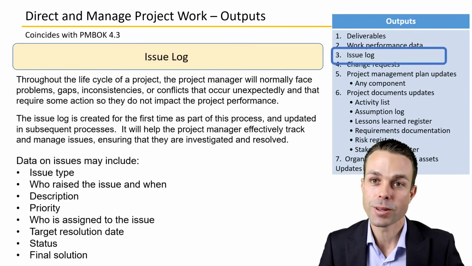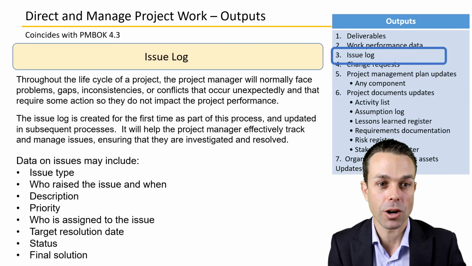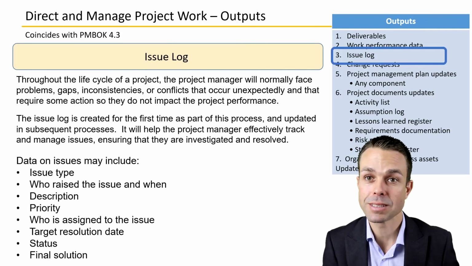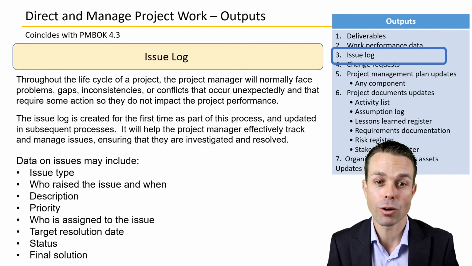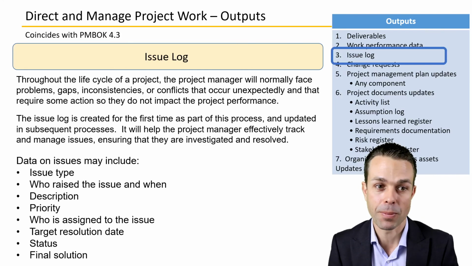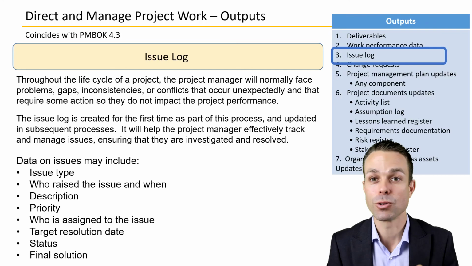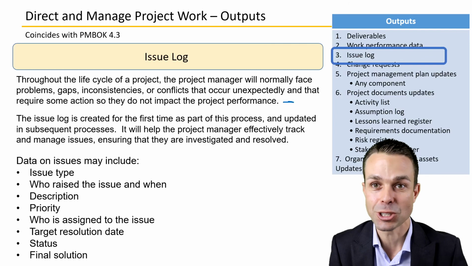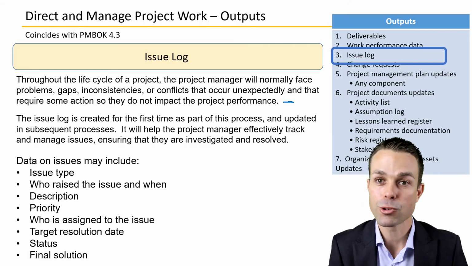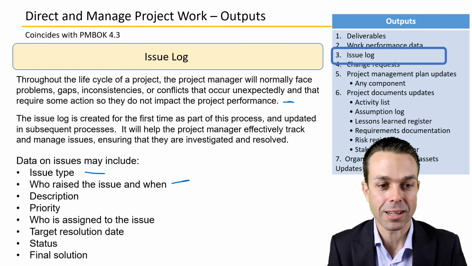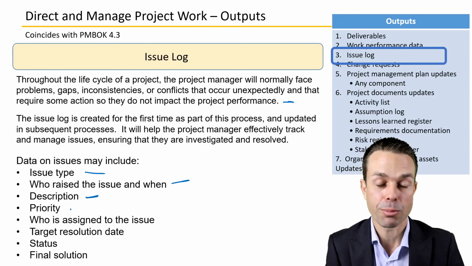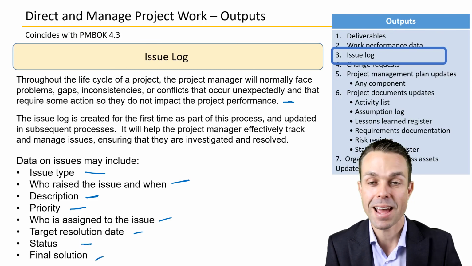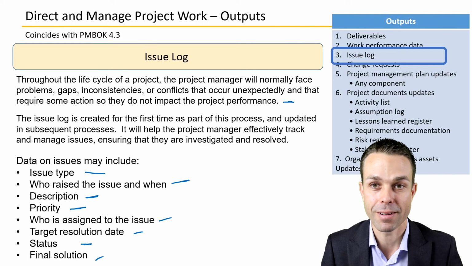An output is also the issue log, which makes an appearance for the first time. So the issue log: throughout the life cycle of the project we will face problems, gaps, or inconsistencies, or even conflicts, and they occur unexpectedly, and they require some action so that they do not impact the project performance going forward. That's when we create an issue. And that issue goes into the issue log, and we track the issue type, who raised it and when, the description of the issue, the priority of the issue, who is assigned to it, target resolution date, its status, and the final solution of any issues that have occurred.